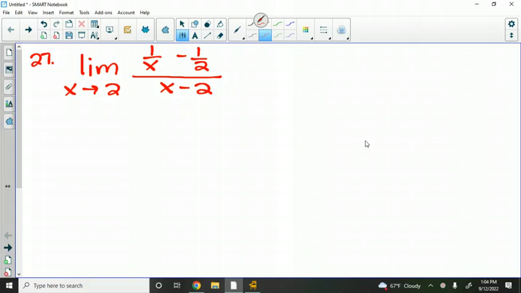So when we see something that looks like this, you're going to look at the part with the mini fractions and figure out what the common denominator is. A lot of times that's just joining your denominators. So our common denominator is going to be 2x. We're going to multiply the top by 2x, but to make it balanced, I have to multiply the bottom by 2x as well.